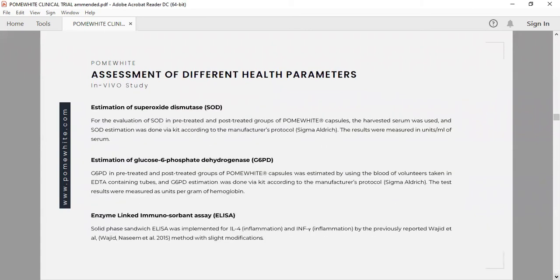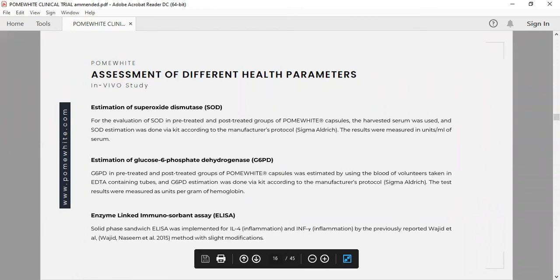Okay. So the estimation of superoxide dismutase and the estimation of glucose 6-phosphate dehydrogenase. These two estimations were done with the help of a kit and according to the manufacturer's protocol. And the results of the kit are expressed as percentages and percentage activities, etc.